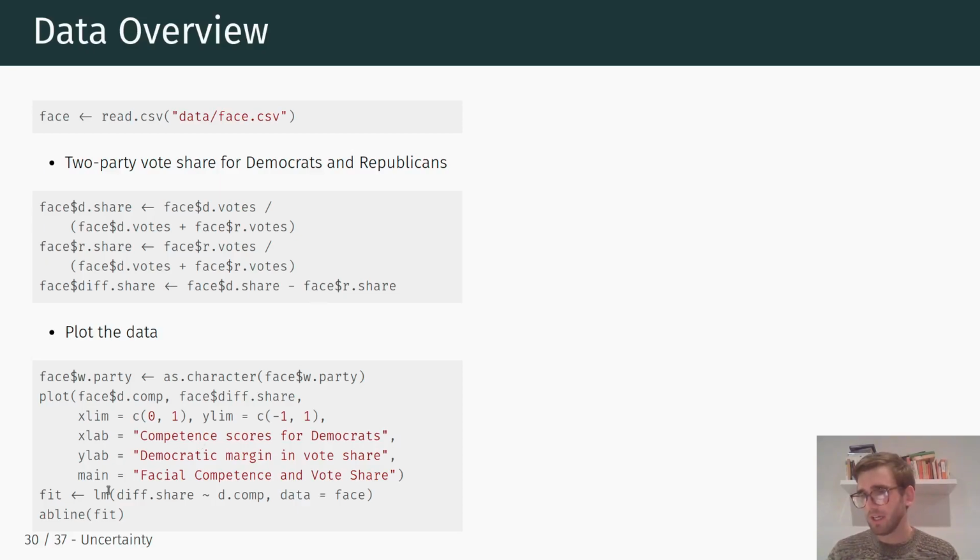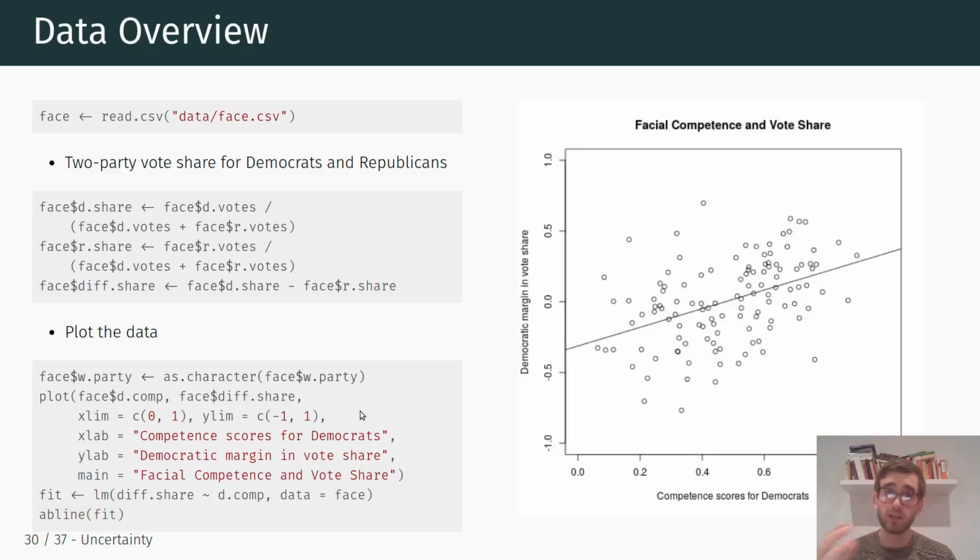In addition to the basic scatter plot, we include a linear regression model where the dependent variable is the relative vote share, and the independent variable is the competence rating for the Democratic candidate. We're adding this regression line to our plot. This is a plot that you've seen in previous weeks when we introduced the linear regression framework in the bivariate case. We see a positive relationship: an increase in competence scores is associated with an average increase in the Democratic margin in the vote share.